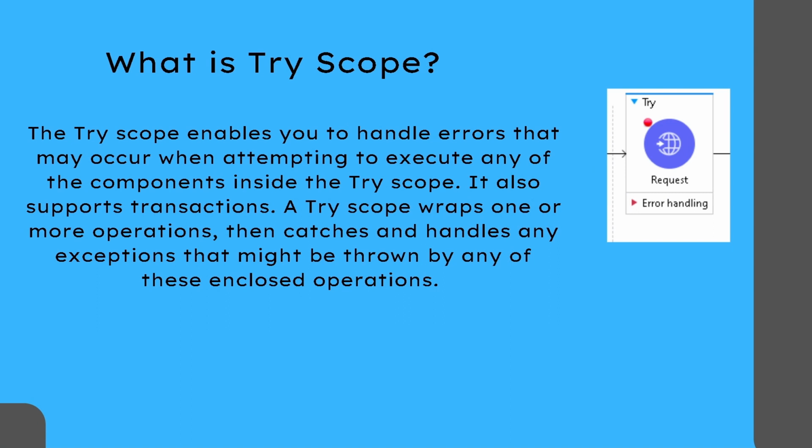So guys, based on the definition, this try scope enables you to handle errors that may occur while attempting to execute any of the components inside the try scope. Okay, so guys, this is the try scope. You can see how it looks, and you can see a request component inside it. So what is try scope?